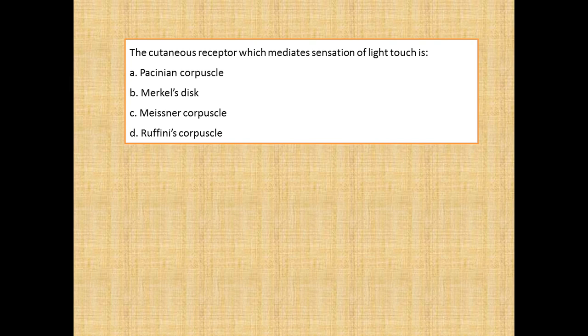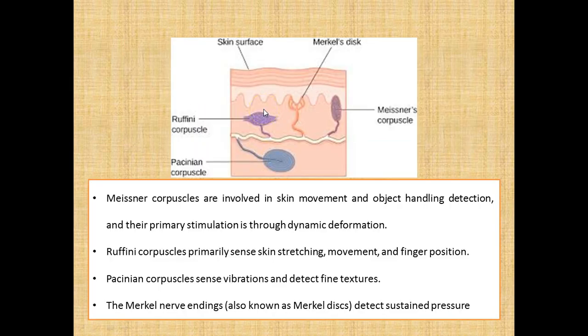Now, the cutaneous receptor which mediates sensation of light touch is what? The correct answer here is Meissner corpuscle. They are involved in skin movement and object handling detection, and the primary stimulation is through dynamic deformation. Dear student, you can say this is the Meissner corpuscle and this is the Ruffini corpuscle. You can see the shape, it looks a little bit like a stretch. So remember this shape, and remember it is for skin stretching, movement and finger position.